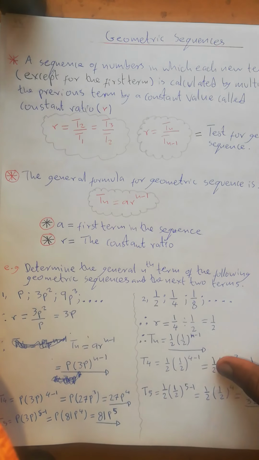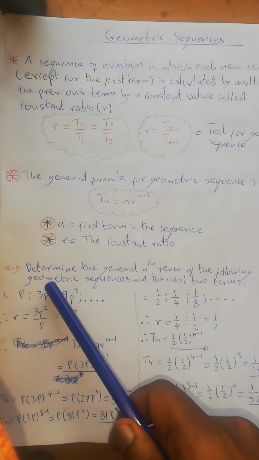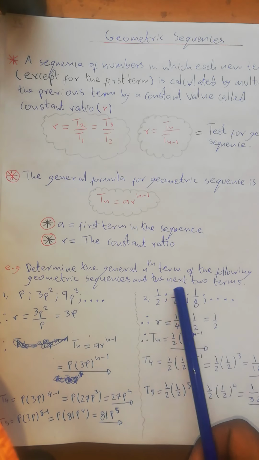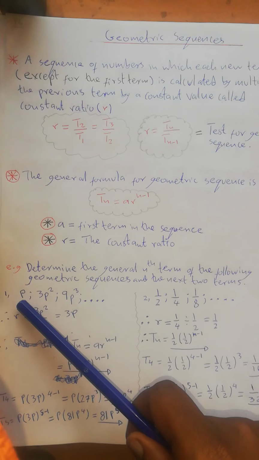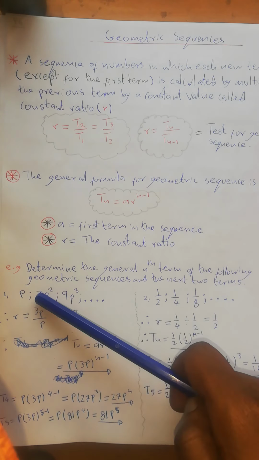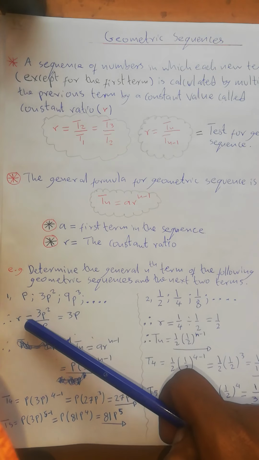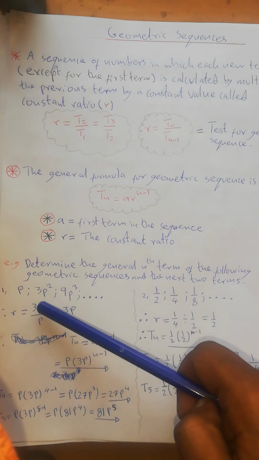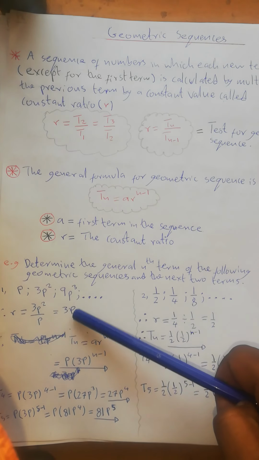Let's have an example. The example says determine the general nth term of the following geometric sequences and the next two terms. You are given p, 3p squared, 3p cubed. Firstly, you calculate your r. Your r is going to be t2 over t1. So 3p squared over p, and then you get 3p.